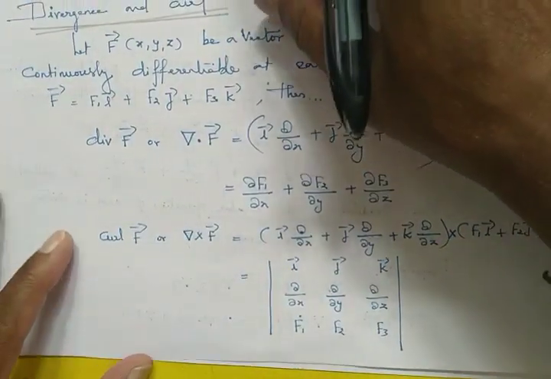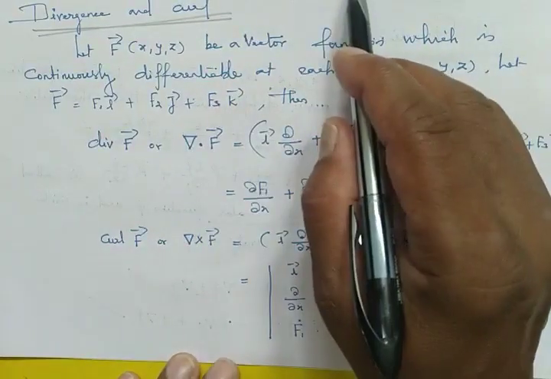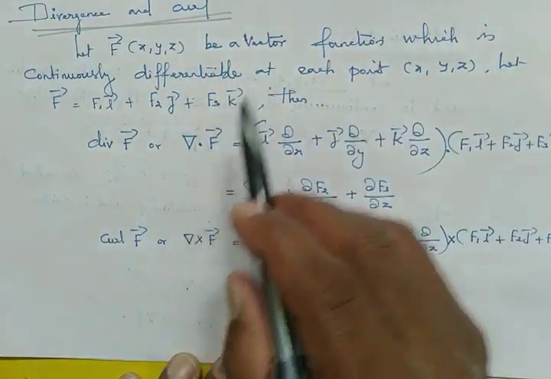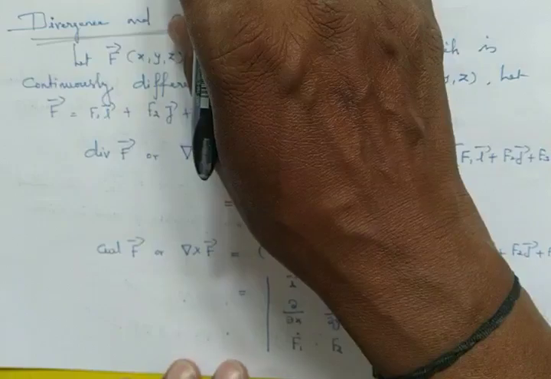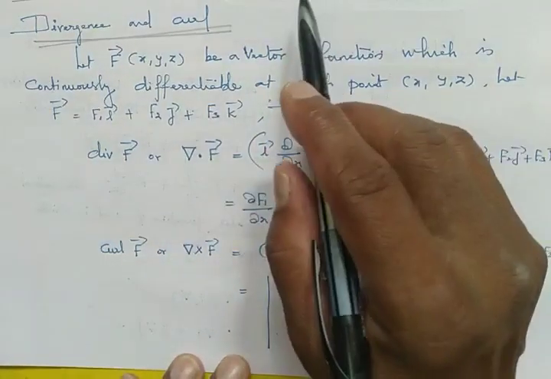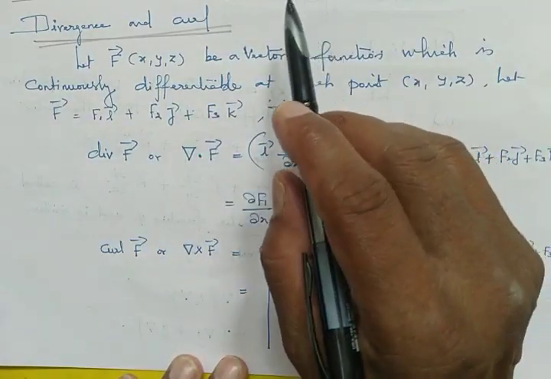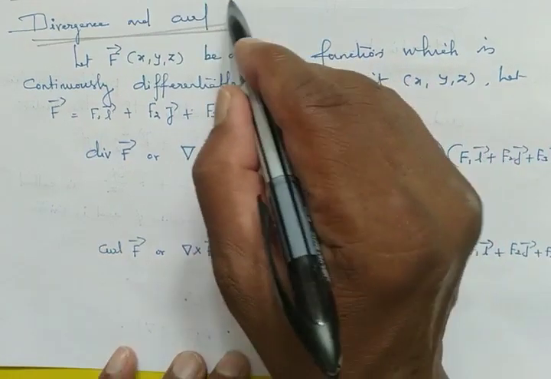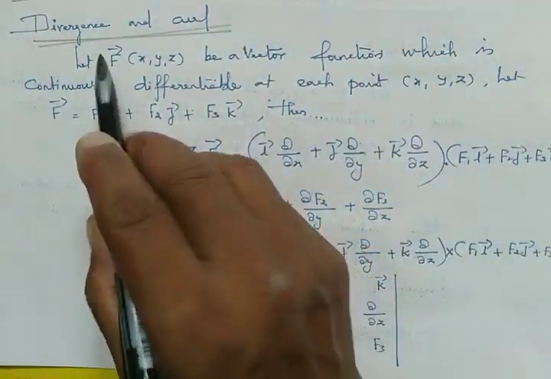Now, continuing, property number 3: the gradient of a constant is 0. Because when we differentiate a constant, it always becomes 0. If it has some functions of x, y, z, only then we may get a value. If it is a constant, the gradient will come 0 only.